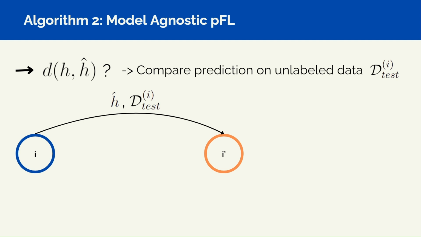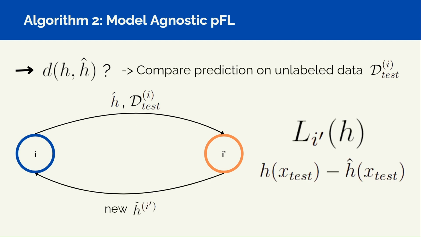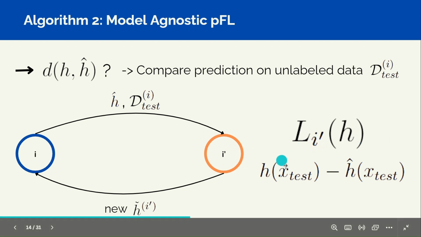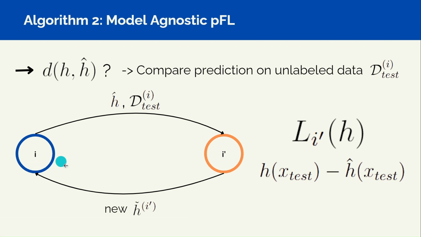The workflow would be like this. Client I could send the current model and the test set to client I prime, and here we can calculate the update and then send a new model back to client I. That's basically the idea of the second algorithm, which is used for non-parametric models. Please refer to the report for more information.